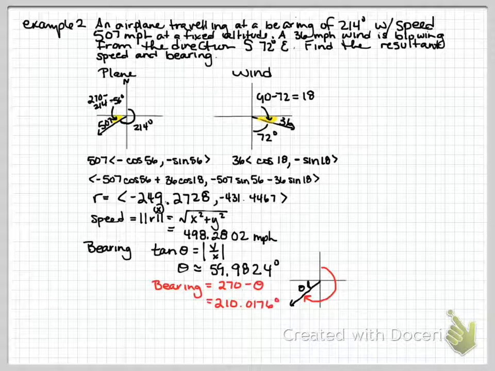And that's going to be 210.0176 degrees. Okay, so there's your two air bearing examples. You notice the second one was a lot faster. It gets faster as you keep going.